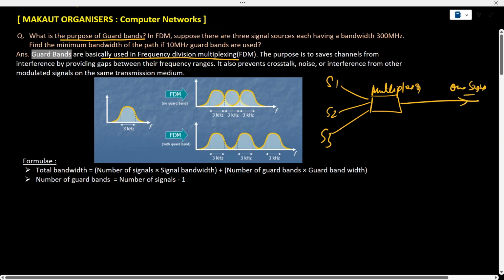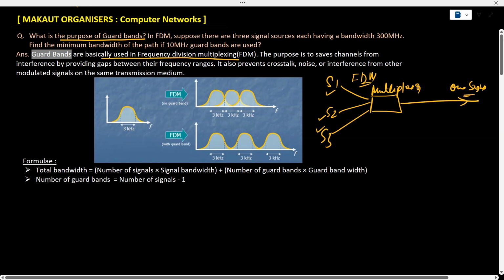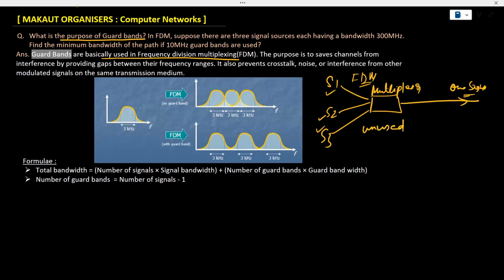And when it does so, in the case of frequency division multiplexing, there is a chance that these signals are interfering with each other. So to avoid that, we introduce unused frequency bands between them. This is called guard bands.